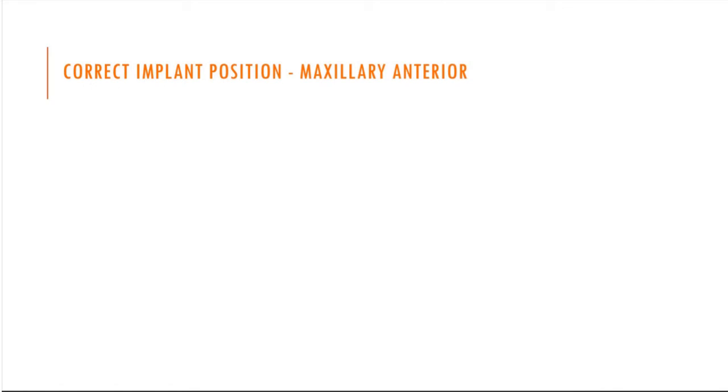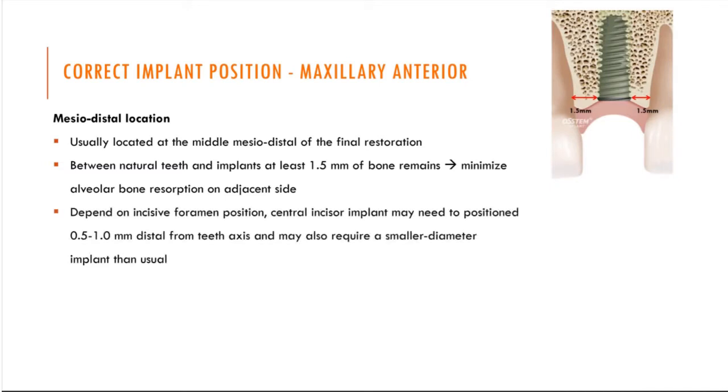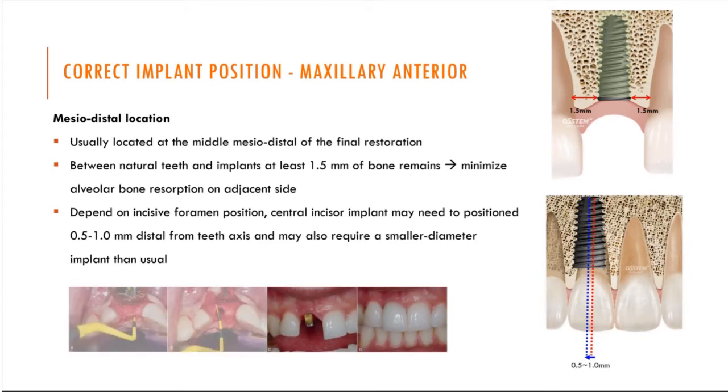For the correct implant positions in the maxillary anterior, in the mesiodistal location, the implant is usually located in the middle mesiodistally of the final restoration. Between natural teeth and implant, there should be at least 1.5 mm of bone remaining, to minimize alveolar bone resorption on the adjacent side. Depending on the incisive foramen position, a central incisor implant may need to be positioned 0.5 to 1 mm distal from the tooth axis and may also require a smaller diameter implant than usual.